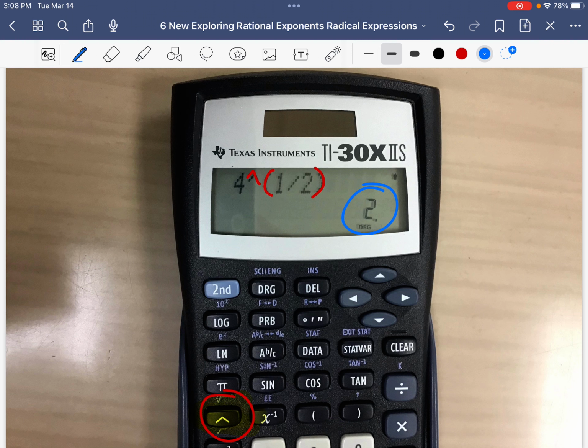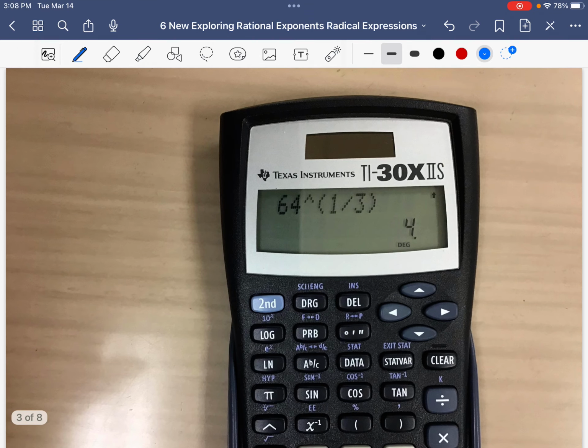So you can do an exponent that is a fraction. Try the next one. Try 64 to the 1/3. Not too hard to do. Just use your calculator's exponent button. Remember that exponent button is this caret top button. Punch that sucker in there and you get 64 to the 1/3.